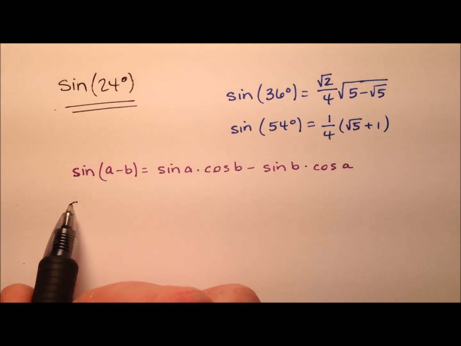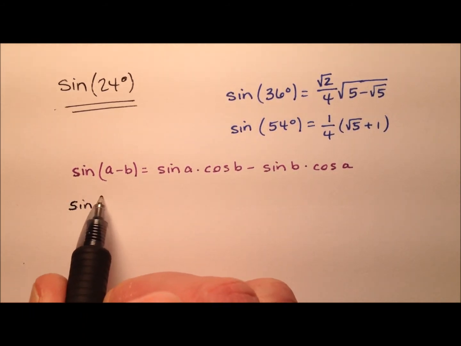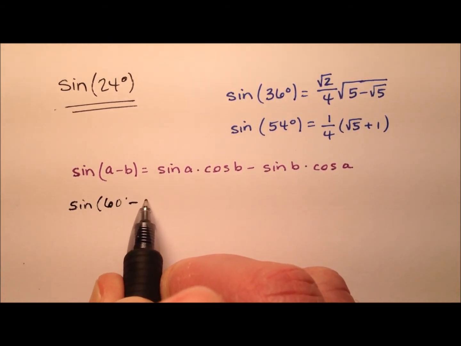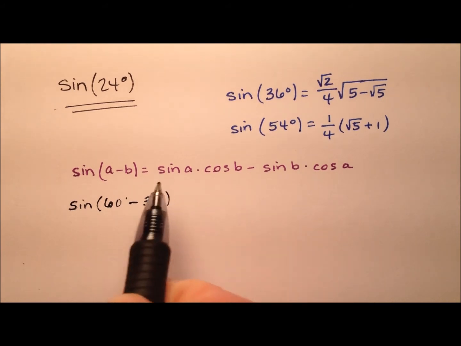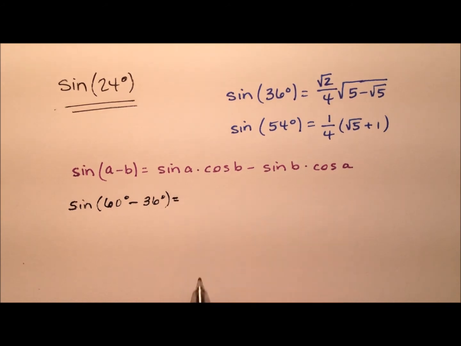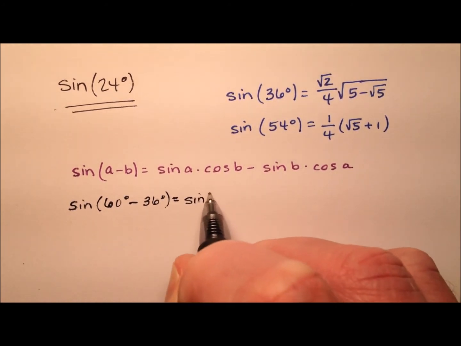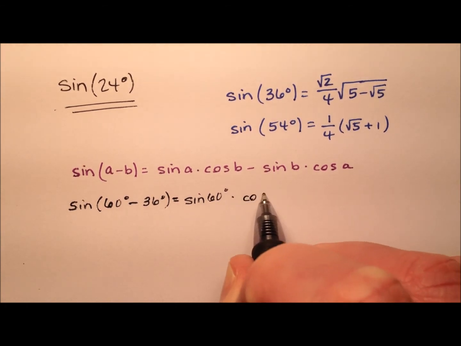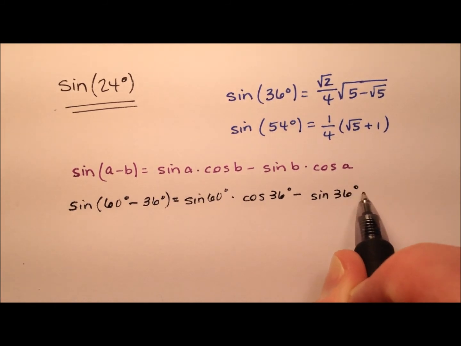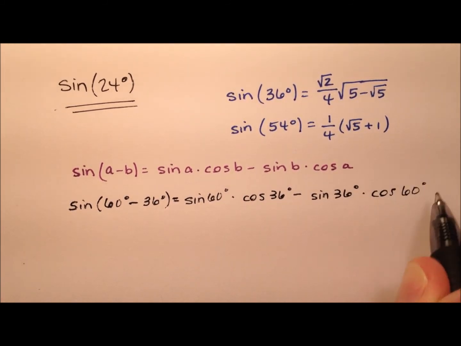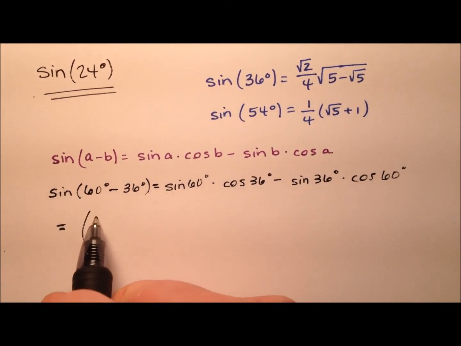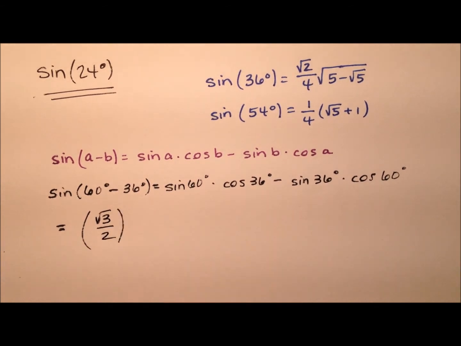So the sine of 24 degrees. Let's go ahead and use the difference angle, and we'll say 60 degrees minus, let's say 36 degrees. And then 60 minus 36 will give you the 24 degrees right here. And so the expansion will be the sine of 60 degrees times the cosine of 36 degrees minus the sine of 36 degrees times the cosine of 60 degrees. Okay, so the sine of 60, that's not too bad at all. That's the square root of 3 over 2.